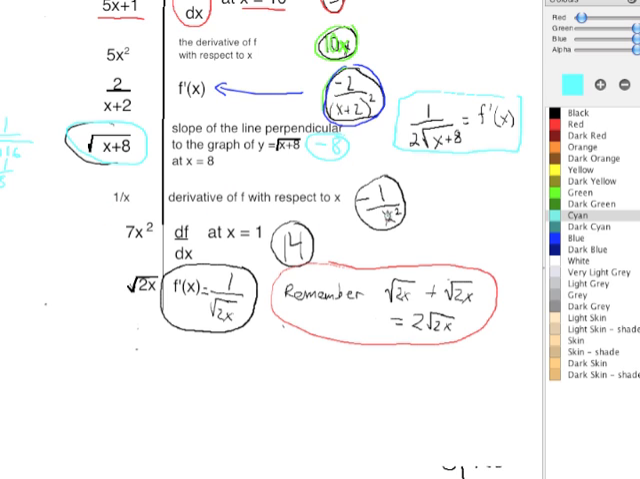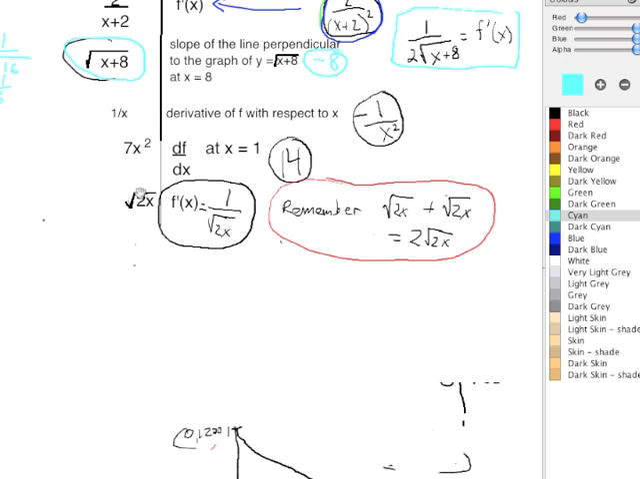The derivative of 1 over x is negative 1 over x squared. The derivative of 7x squared, I'm sorry, df dx at x equals 1. So you take df dx and evaluate at x equals 1, which equals 14. And now this one, well, I should do a color for that. Let's use dark yellow. So that's what this is right here.